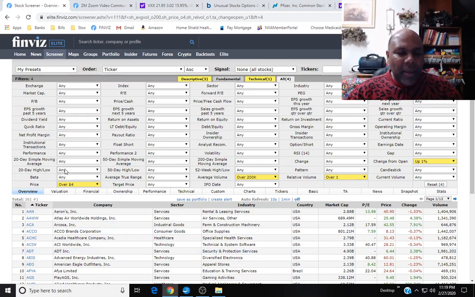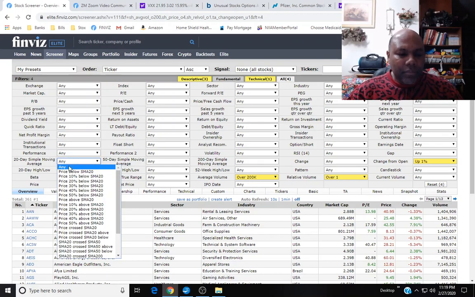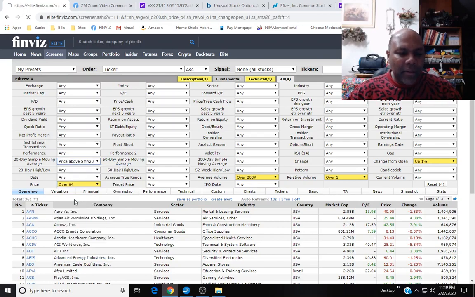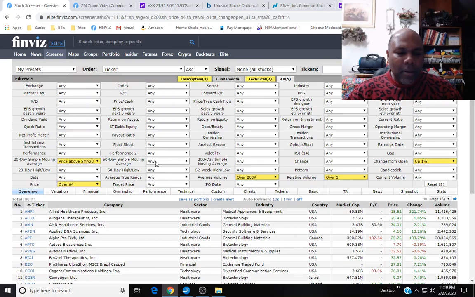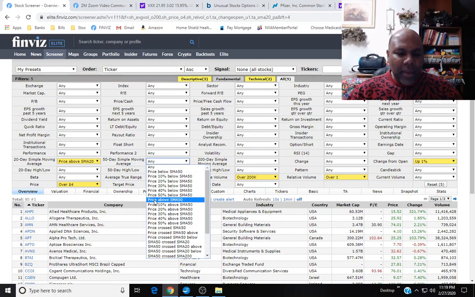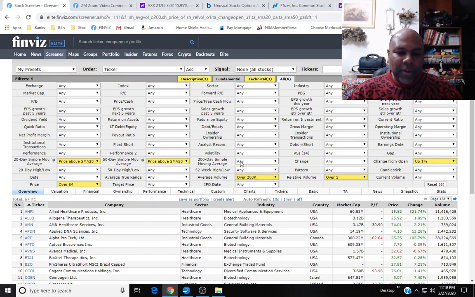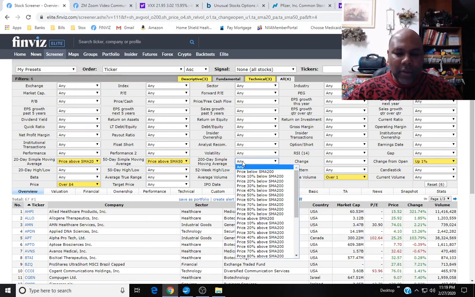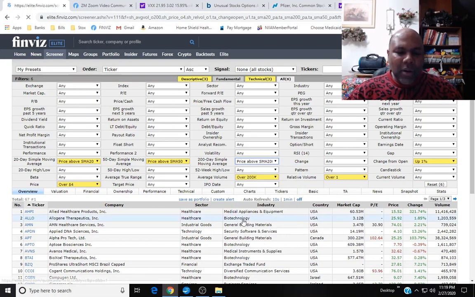Then you want to come over to this tab where it says 20-day simple moving average. I want to change that to price above SMA 20. SMA stands for simple moving average. Price above that, change it to 20. Come over to where it says 50-day simple moving average. Do the same thing. You want the price above the 50 SMA. Come over to where it says 200-day simple moving average. Guess what? Same thing. Price above SMA 200.